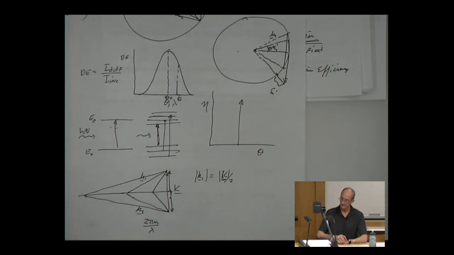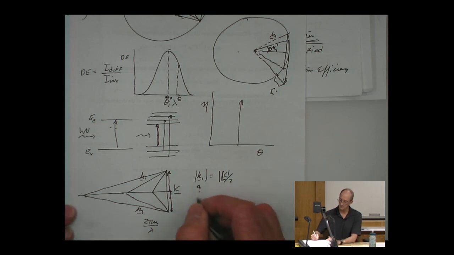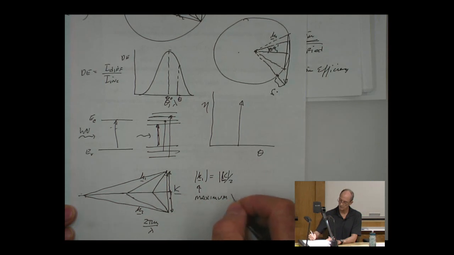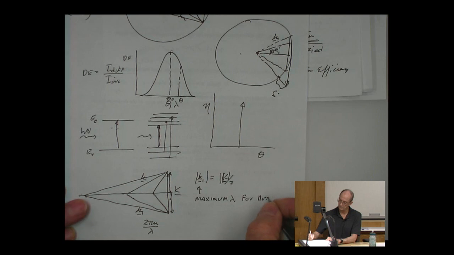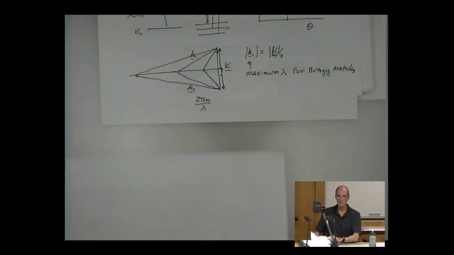So we see that this is the maximum wavelength for Bragg matching. That's a very important thing to keep in mind. So, for instance, what if we wanted to make a fiber Bragg grating?